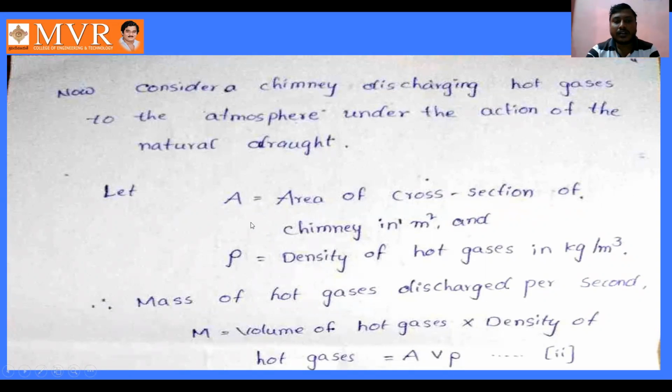See here, let capital A be the area of cross section of the chimney in meter square, and rho the density of hot gases in kg per meter cube. Mass of hot gases discharged per second, capital M, is equal to volume of hot gases into density of hot gases. We are calculating mass is equal to volume into density, so M is equal to A into V into rho, area of cross section into velocity of hot gases into density. We take this as equation 2.